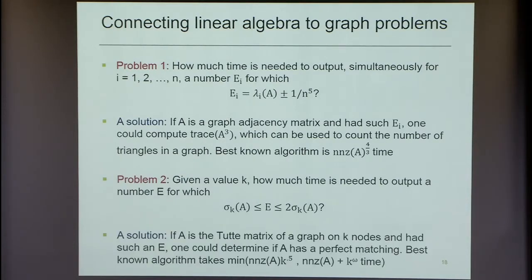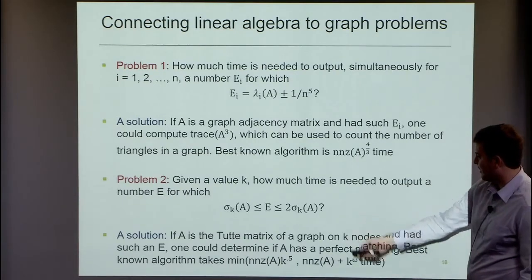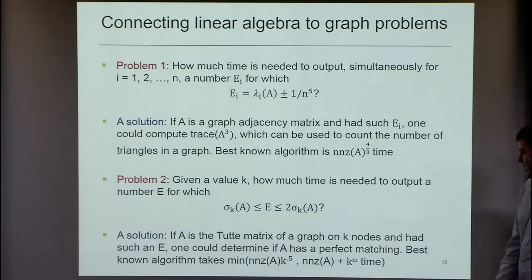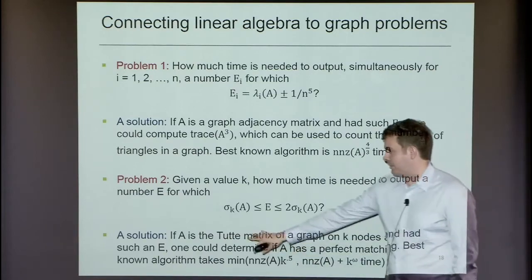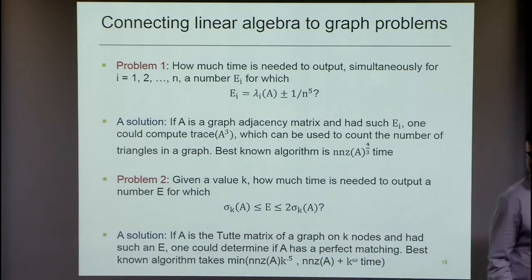Okay, so here's one thing. I wouldn't call it a solution, it's definitely not. But let's say I take A to be the Tutte matrix of a graph on k nodes. Do you remember the Tutte matrix? It's like the adjacency matrix, but if I have an edge between i and j, I don't have a 1 and a 1 in the (i, j) and (j, i) entries. I have a 1 and a minus 1.